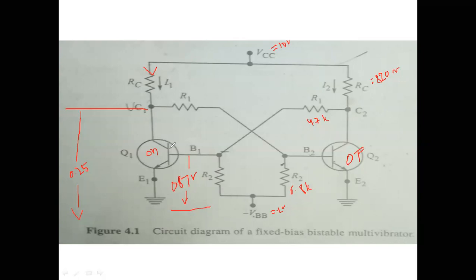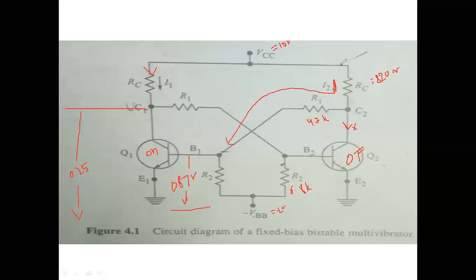Now we will find out the currents. First we can find out this current, otherwise we can start from the off transistor. Because this is an off transistor, there is no current flowing in this direction. Whatever current is present here will flow in this direction only. This is the direction of the current flow.